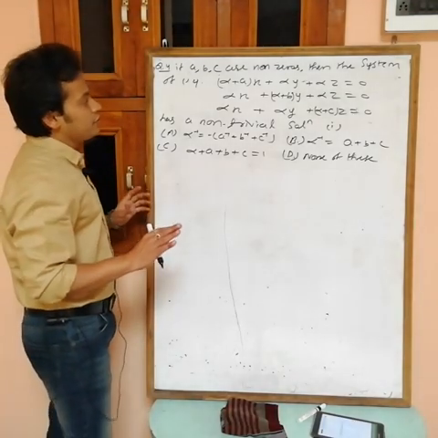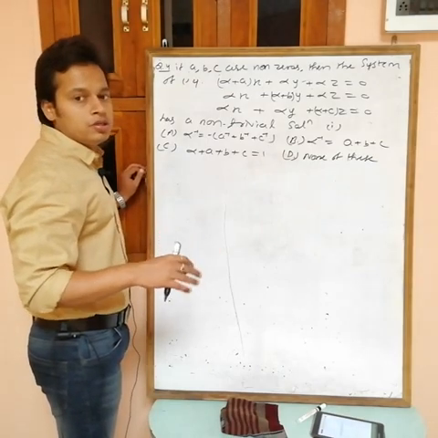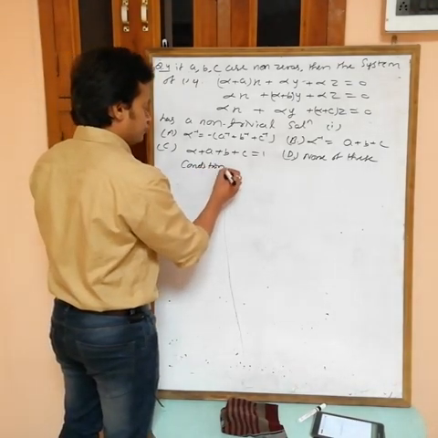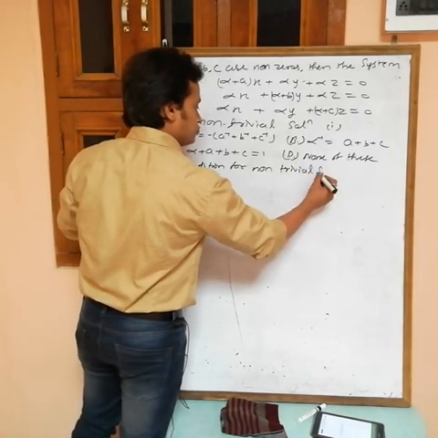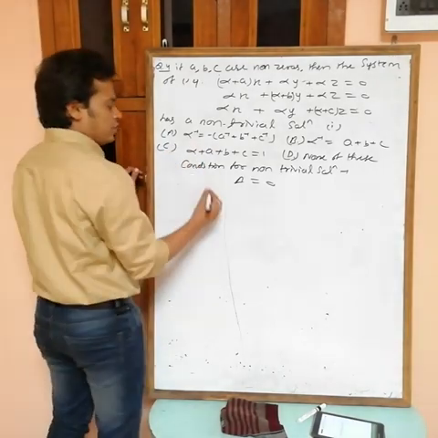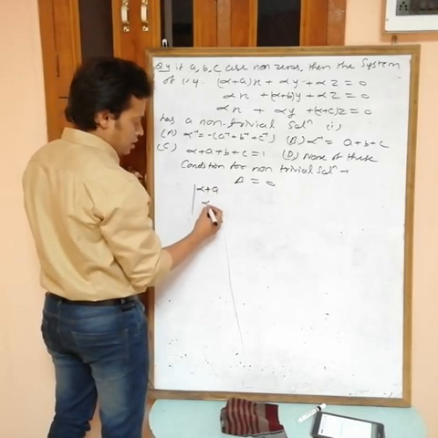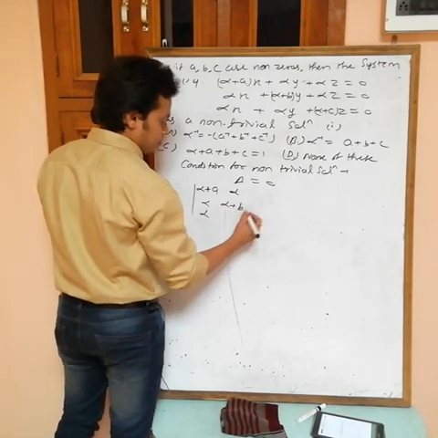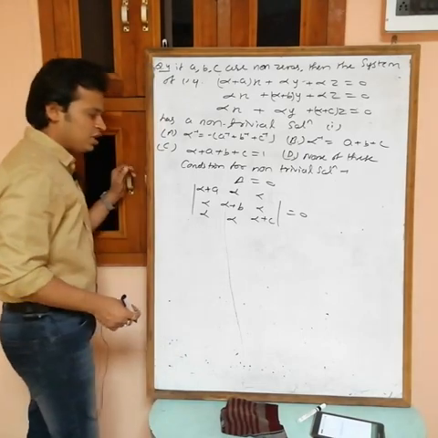It is given that the system of equations has a non-trivial solution, then the condition of non-trivial solution is del equals 0. Simple now. So just put del equals 0. Del is the determinant formed by the coefficients: alpha plus A, alpha, alpha; alpha, alpha plus B, alpha; alpha, alpha, alpha plus C; equals 0.